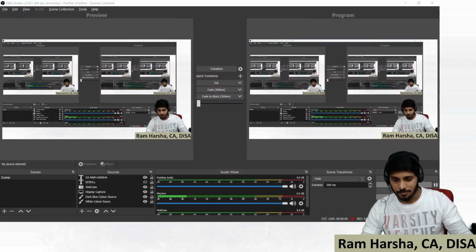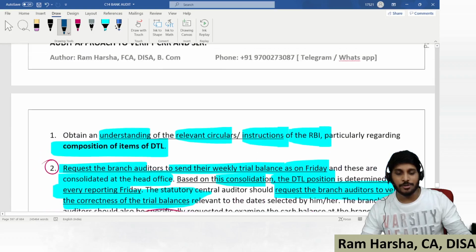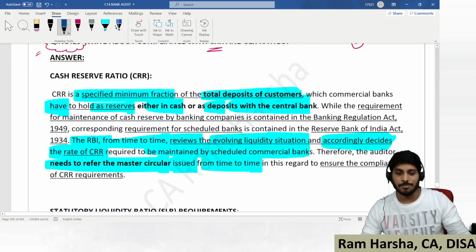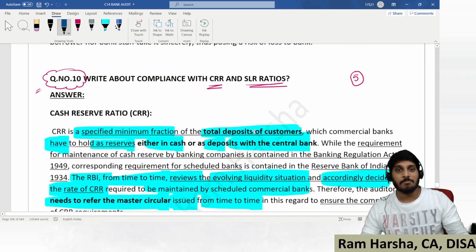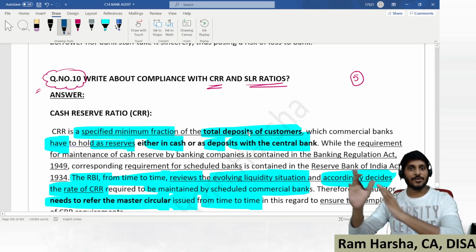That's it. So with this, how to do the audit of SLR and CRR is completely covered. Okay, so the balance of this chapter, let's continue in the next lecture.